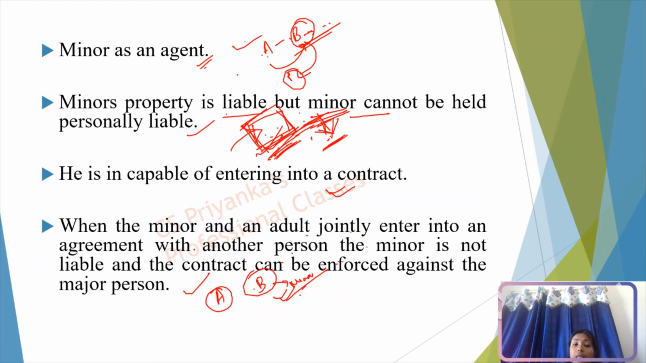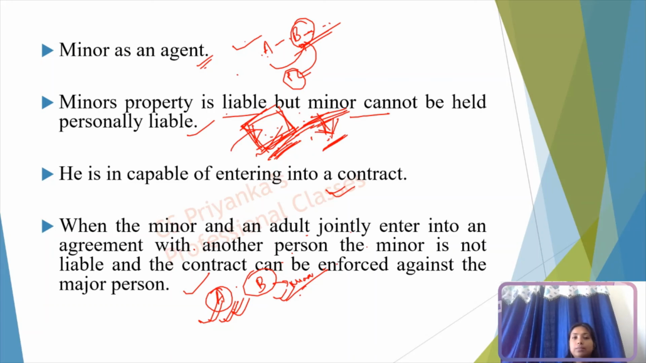So all the liabilities of the contract, that means all the contract's terms and conditions, need to be followed by this adult person. So the minor is not liable, but the full contract can be enforced only against the major person. The court will expect that the major person, that means the adult one, should follow this, not the minor one. So that is the case.